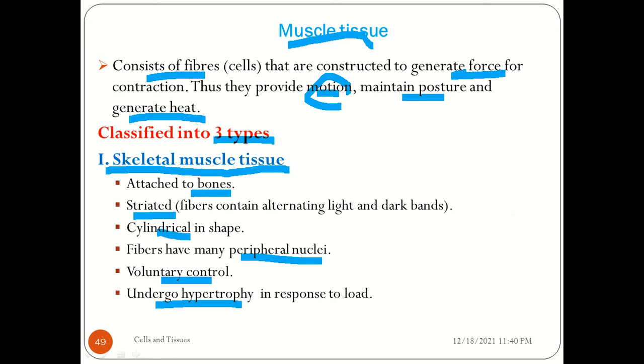As we have seen last time, we do have four types of tissues. The first is epithelial tissue, the second is connective tissue, the third is muscle tissue. Muscle tissue in turn is classified into three types: skeletal muscle tissue, smooth muscle tissue, and cardiac muscle tissue. Skeletal muscle tissue has all these characteristics, as we have seen before. These are the characteristics of skeletal muscle tissue.